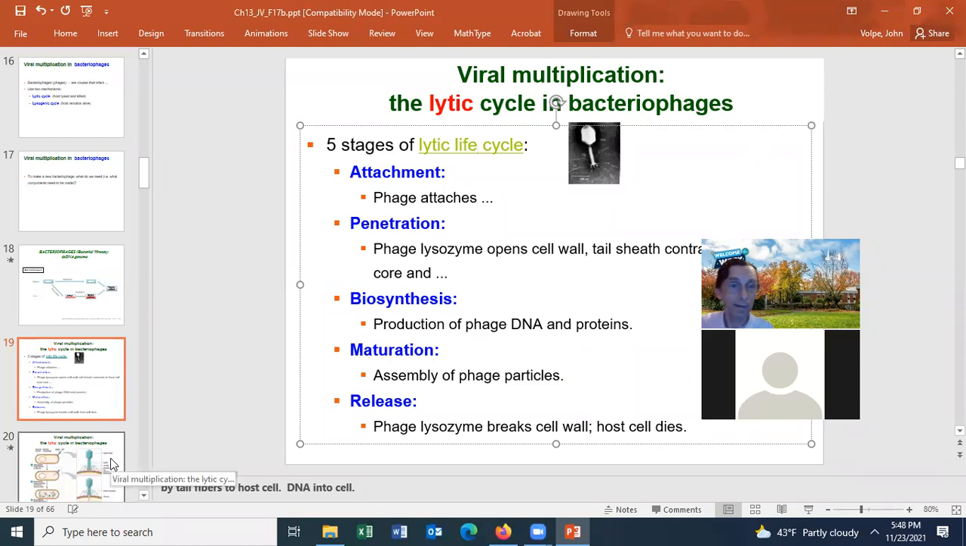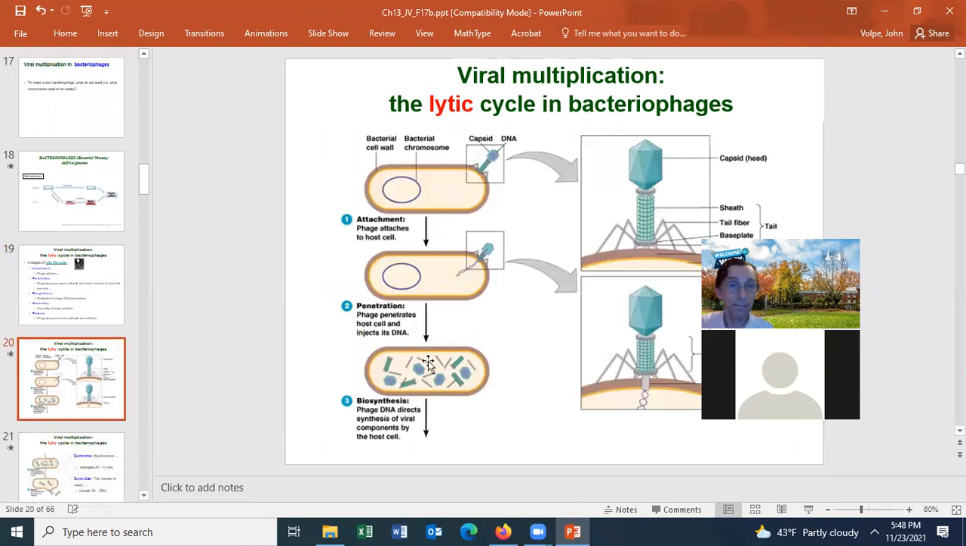All right, let's look at that in a little more detail. First thing that happens is the virus will infect a cell of the correct species. Remember, most viruses only infect cells of one species. So if this virus infects E. coli, because it looks sort of like T4, bacteriophage T4, then it'll infect E. coli.